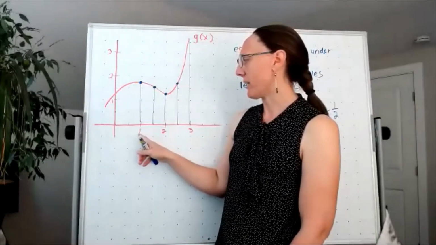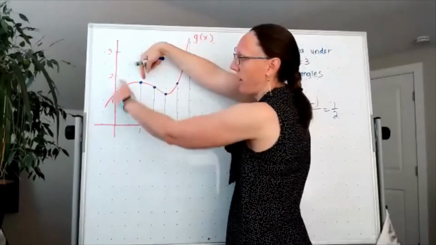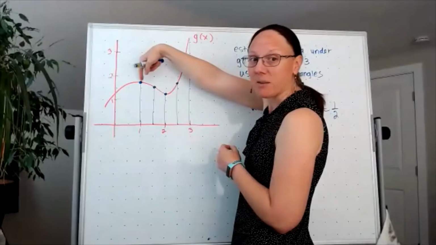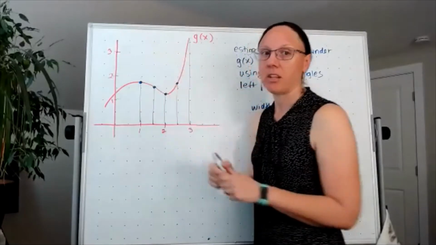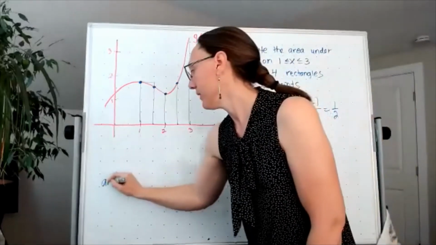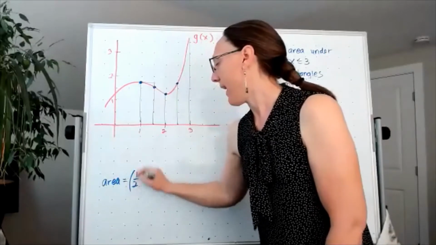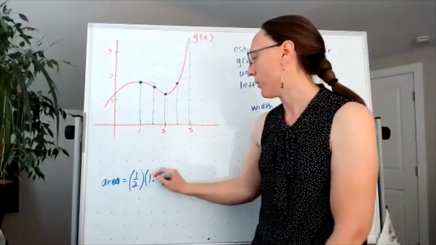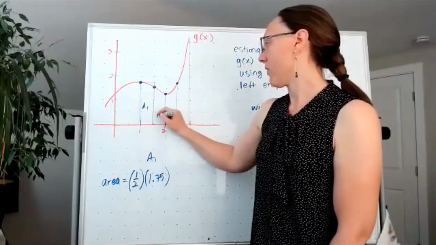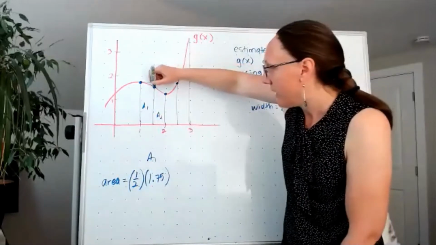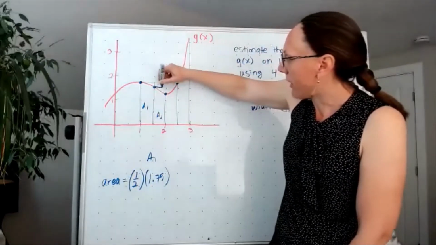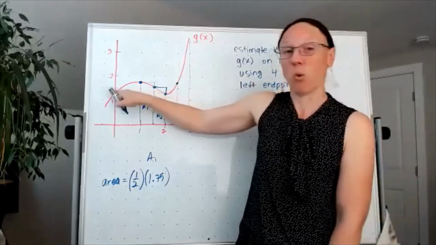So for my first rectangle, if that's 1 and that's 2, that would be 1.5. And this is about halfway between those two. So I'm going to estimate that this height is 1.75. So for my first rectangle, when I draw in that left-hand endpoint, my base is 1/2, and I'm going to estimate that the height is 1.75. For the second rectangle, that point is landing pretty perfectly on 1.5. So I'm going to draw in my rectangle and take my height to be 1.5.